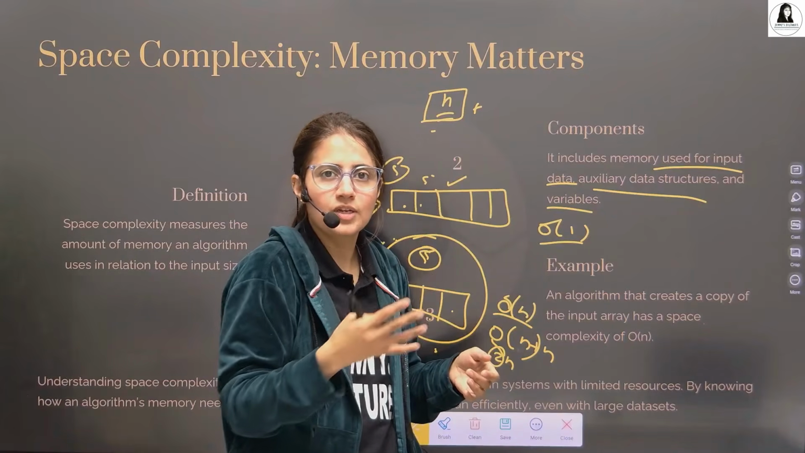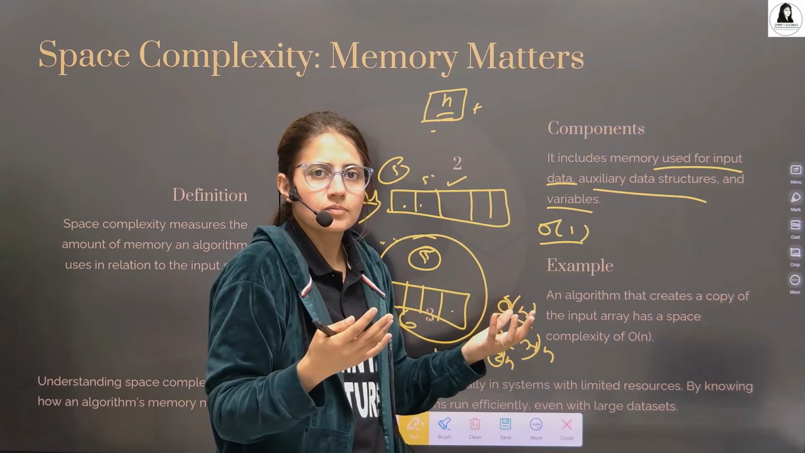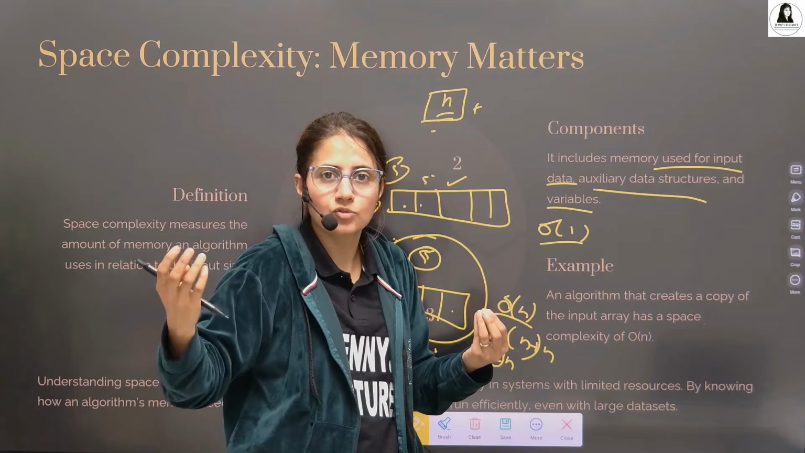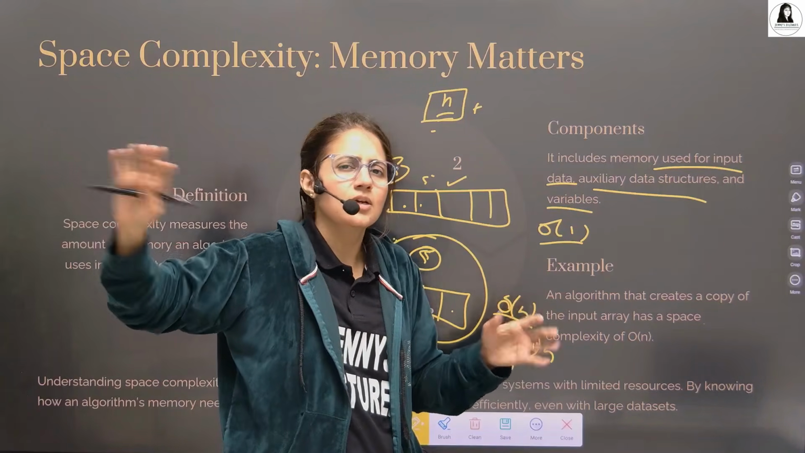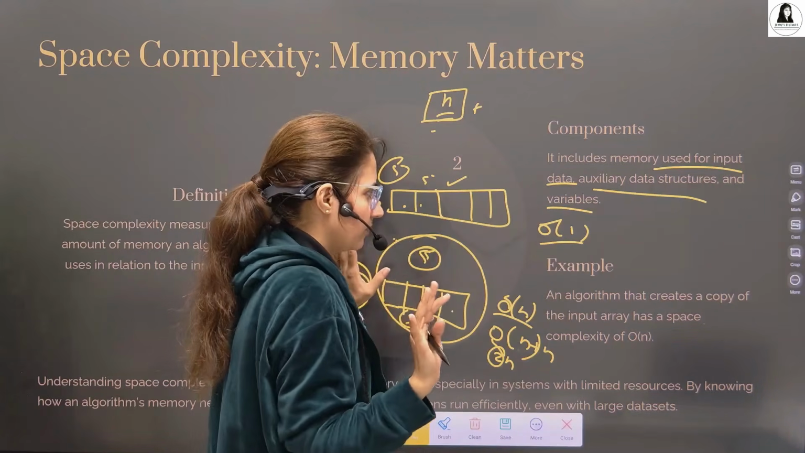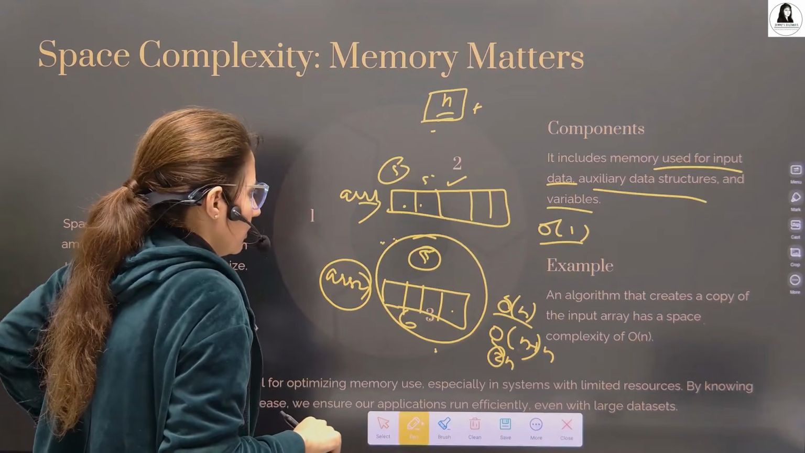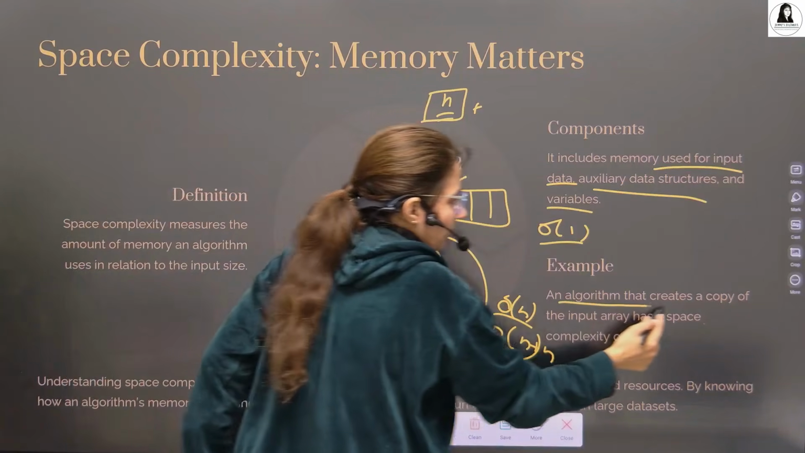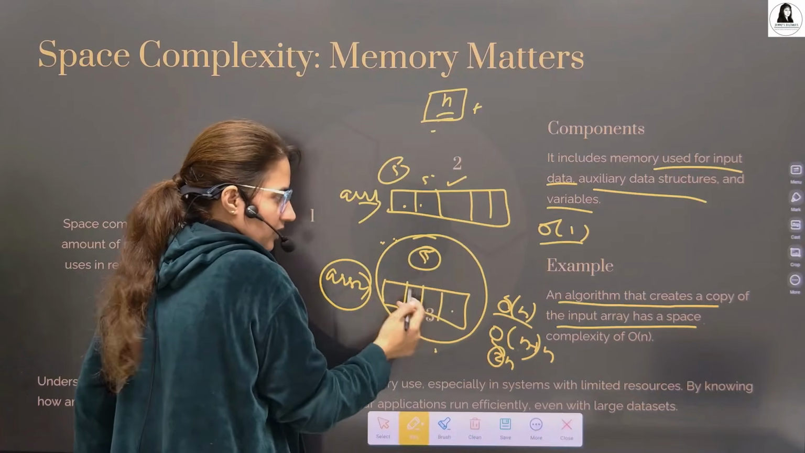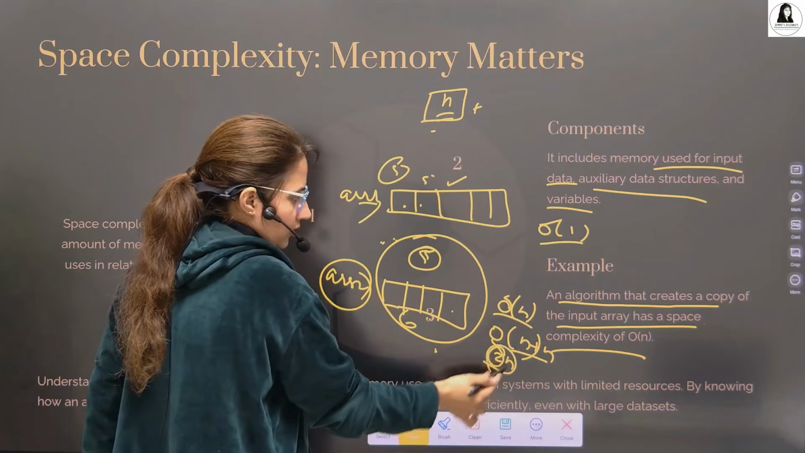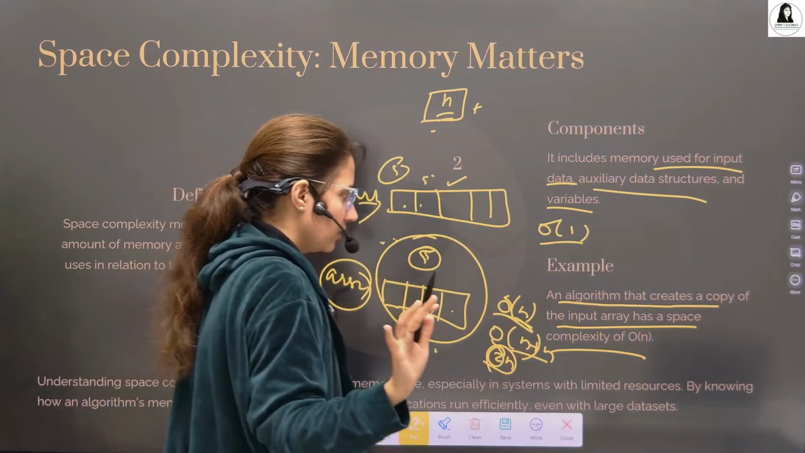If you are taking 2, 3 variables, that would be order of 1. Or if you're taking one more variable, again order of 1. So 1 plus 1 plus 2, something like this, that is constant. So you can ignore these, right? Like this, if an algorithm creates a copy of the input array, like in this case, then space complexity is order of n only. It's 2n, or you can say order of n only.